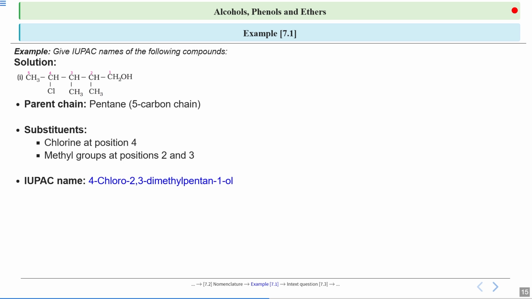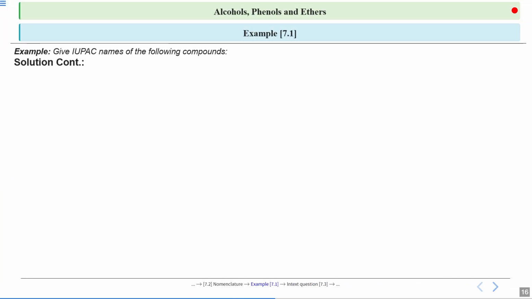So the IUPAC name will be the prefix. The prefix will be the substituents along with their positions in alphabetical order. So 4-chloro-2,3-dimethyl, pent, that is your word root, ane, that is your primary suffix, e will be replaced by the secondary suffix, 1-ol. So this is the IUPAC name of this first compound.